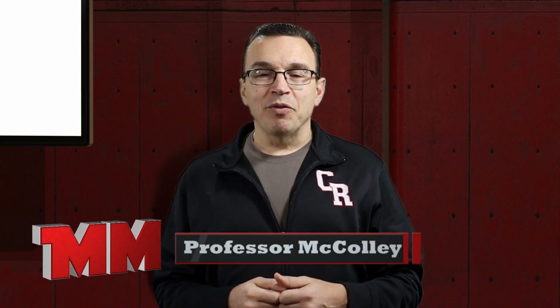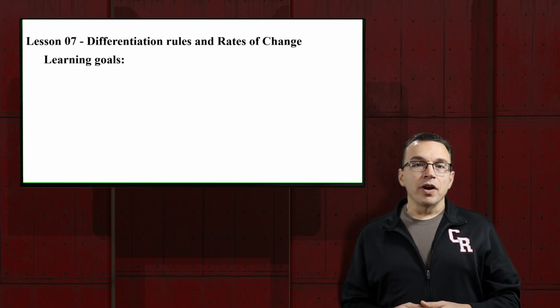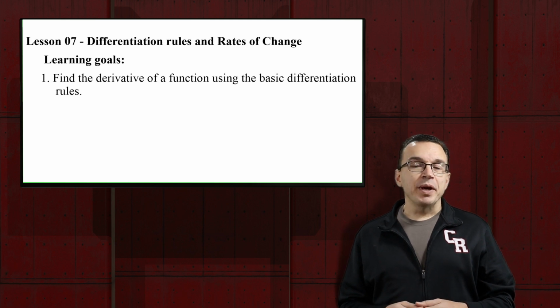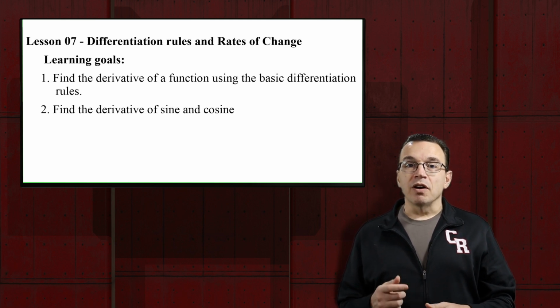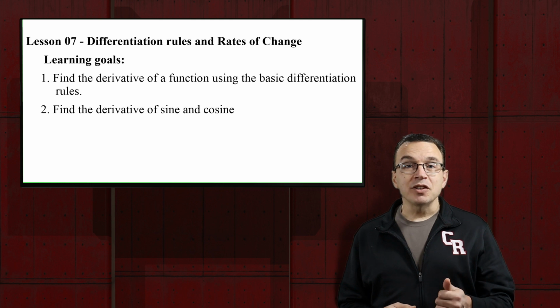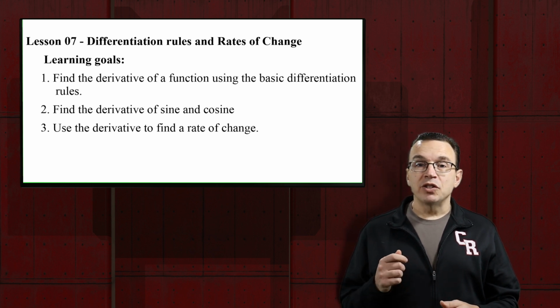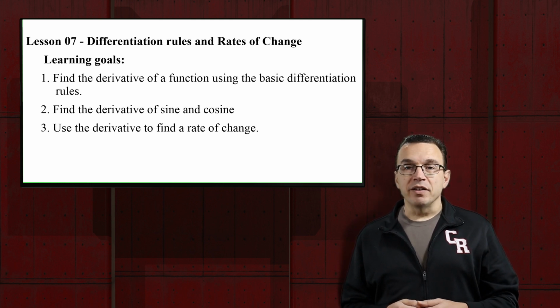Okay, good day. I'm Professor Macaulay. This is Math 200, Calculus 1, Lesson 7 on differentiation rules. Our goals for today: we're going to find the derivative of a function using basic differentiation rules. We're going to find the derivative of sine and cosine functions, and then we're going to use the derivative to find a rate of change.